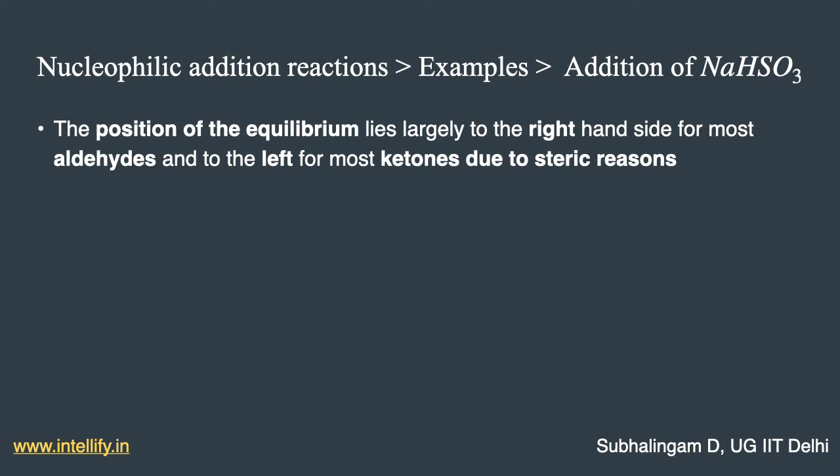The position of the equilibrium lies largely to the right side for most aldehydes and to the left for most ketones due to steric reasons. So this means ketones are less reactive towards addition of NaHSO3 due to steric reasons. So the equilibrium lies on the left side for most of the ketones. However, for aldehydes it's on the right side because they are pretty reactive.